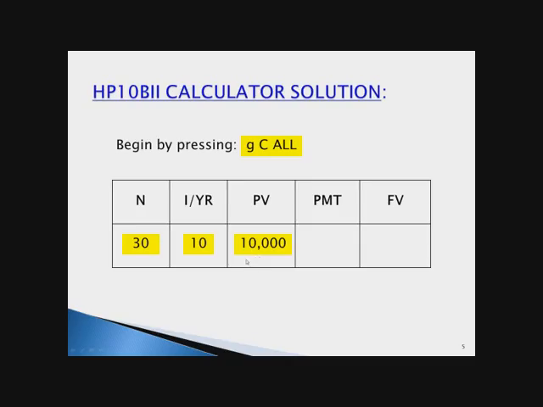I just put it there to make it easier to follow the numbers. And it doesn't matter which order you put these three entries in. Lastly, you'll press future value and you'll get the solution. You'll get it as a negative number.